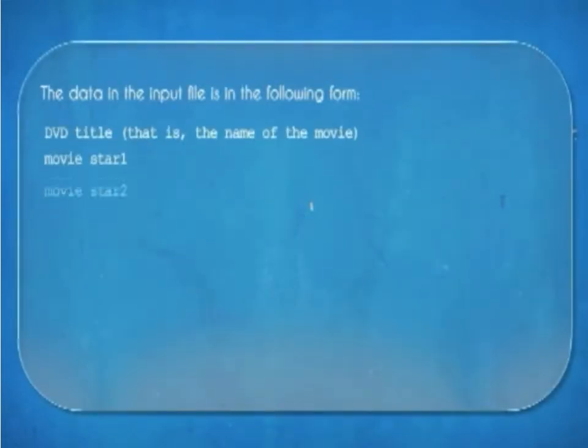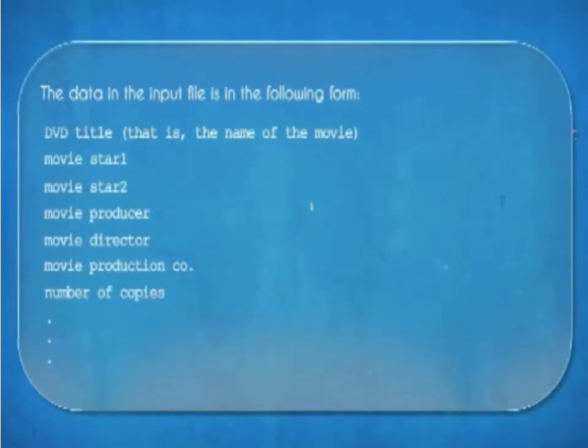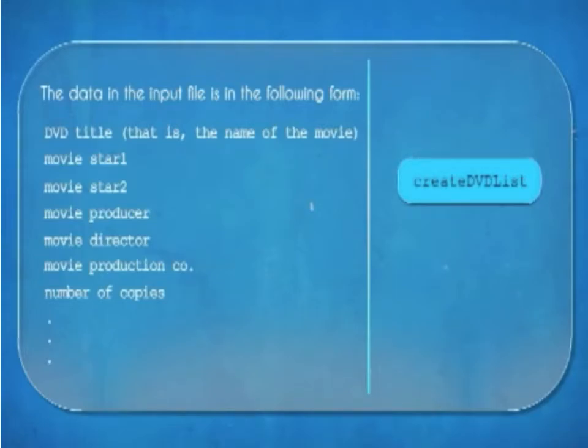The data in the input file is in the following form. We will now write the main program to test the DVD object. We will write a function, create DVD list, to read the data from the input file and create the list of DVDs. We will also write a function, display menu, to show the different choices, such as check in a movie or check out a movie, that the user can make.